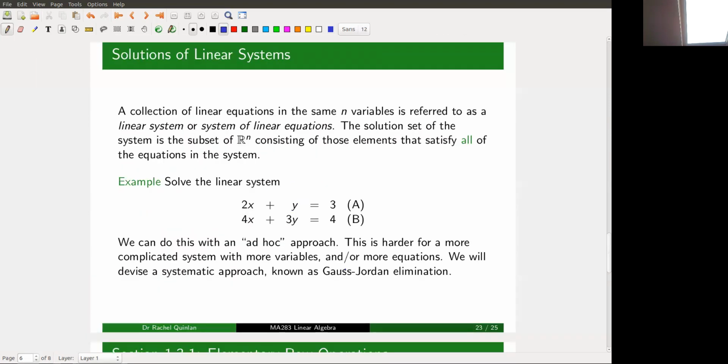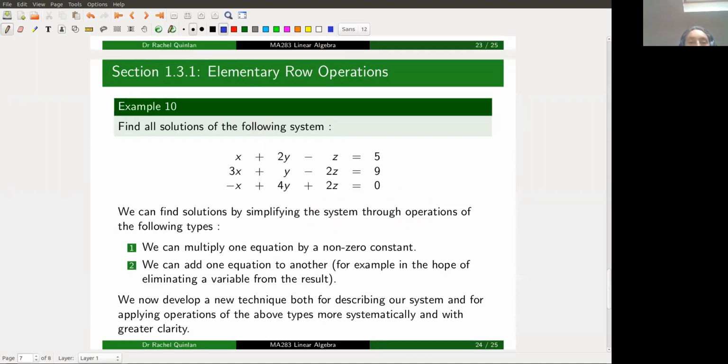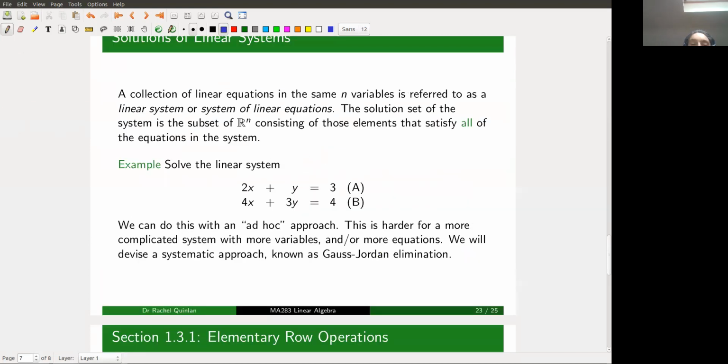Okay, so a linear system is a collection of linear equations in the same variables. So in this example, our variables are x and y. A collection of such equations is referred to as a linear system, or a system of linear equations. And the solution set of a system of equations is the subset of Rn consisting of those elements. An element of Rn is an ordered list of n real numbers, which we can plug in for x and y. We say that such a point is a solution of the system if it's a solution of each equation in the system, so that when we put in those values of x and y, all the equations in the system become true.